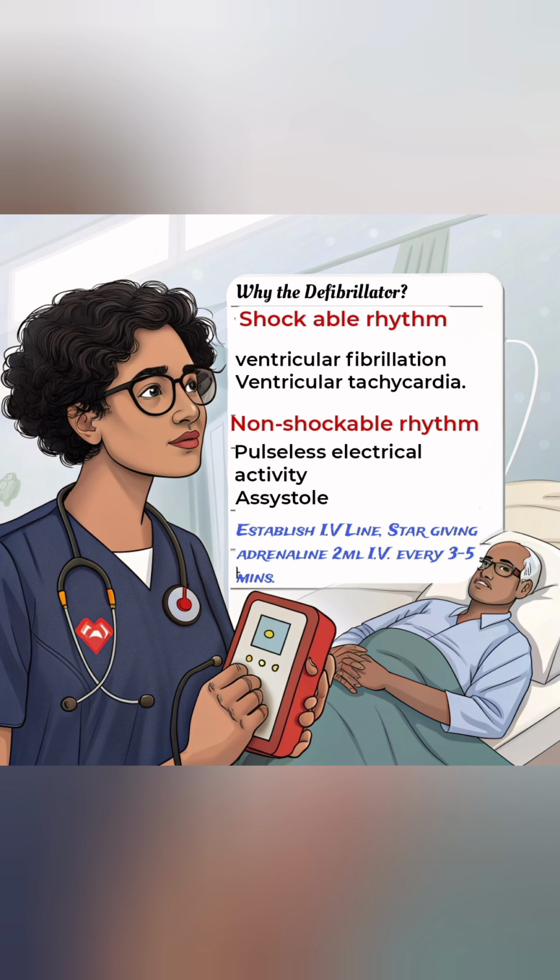So the question might come to you, why attach a defibrillator during a cardiac arrest? It is to check if the rhythm is shockable or non-shockable. If the rhythm is shockable, like ventricular fibrillation or pulseless ventricular tachycardia, deliver one shock immediately. Resume CPR for 2 minutes right after the shock, no pause.